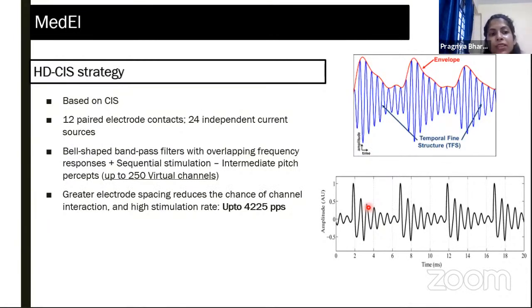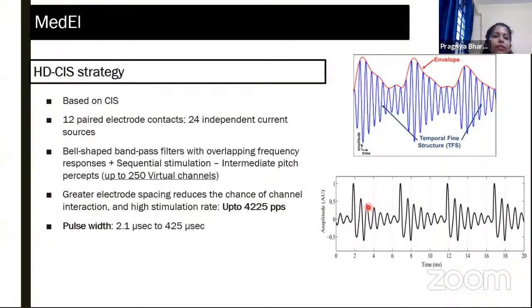And because MED-EL has longer electrode arrays, which go deeper into the apical region of the cochlea, and they have a lesser number of electrodes, about only 12 electrode contacts, the inter-electrode spacing is much higher compared to both Cochlear electrodes as well as AB electrodes. That also allows them to have a higher stimulation rate with reduced chances of channel interaction. So they can have stimulation rates as high as up to 4,225 pulses per second and pulse width varies from about 2.1 microseconds to about 425 microseconds.